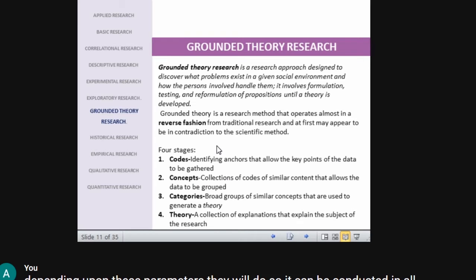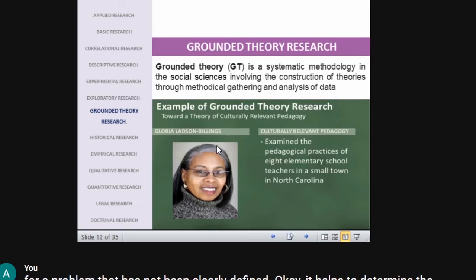So next is grounded theory. Grounded theory is a research approach designed to solve problems that exist in a social environment and how persons handle them. After finding the problem that exists in a social environment, it helps to formulate a theory or proposition based on the findings. Okay, it has 4 stages: coding, concepts, categories and theory. So let me explain this with a specific example.